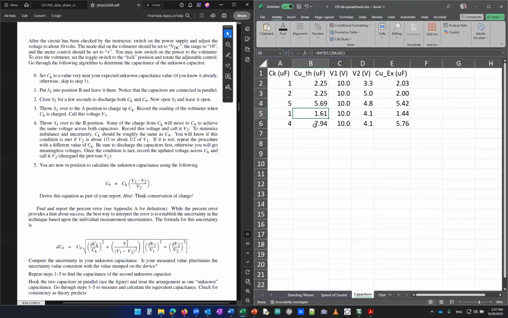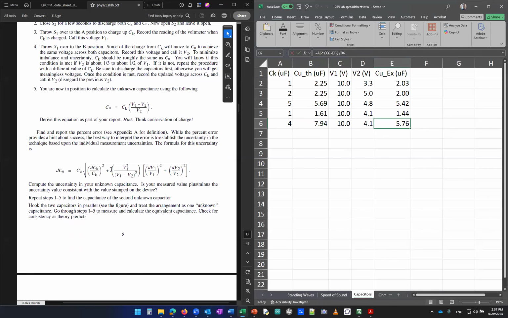But then when I put them in parallel, I measured twice, and both times I got this value. We're supposed to have the sum, which is almost 8, but my calculation yields just a little less than 6. I checked my wiring, I checked basically everything, and I measured twice. Both times I got 4.1, 4.0, so that gives you 5.76 microfarads. So that's basically what I got.